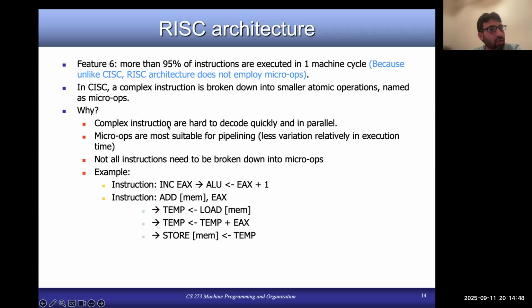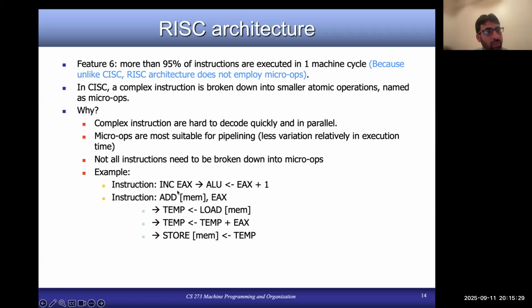And why do we do that? Because complex instructions are hard to decode quickly and it is difficult to perform them in parallel. Basically, it is difficult to perform them in pipeline fashion. Unlike those complex instructions, micro-ops are most suitable for pipelining because there is relatively less variation in their execution time. We will see an example, and then you will understand what we mean by breaking a complex instruction into micro-ops. Also, not all instructions in the CISC architecture need to be broken down into micro-ops, because some instructions are already in atomic form. They cannot be broken down further.